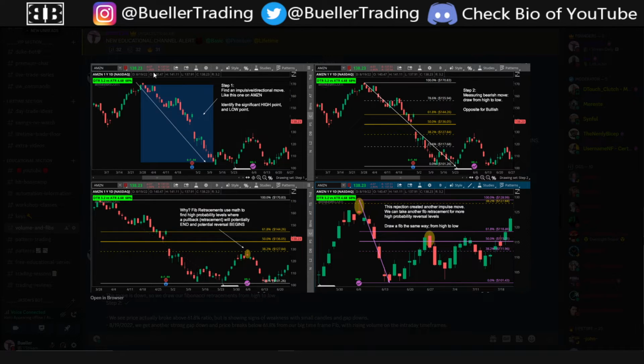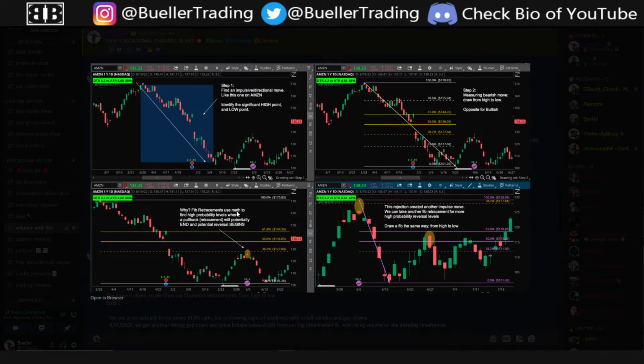But he sees the big move to the downside. He draws his fib. He sees where he can get in on a retest of any of the percentages. He sees a good rejection here, another good rejection, and then you finally see them validate back over as well. So you can see on multiple examples here, he gives you one example, but it's breaking it down further. But he says, find an impulse move, directional move like this one on Amazon. Identify the significant high point and low point. Measuring bearish move, draw from high to low, opposite for bullish.